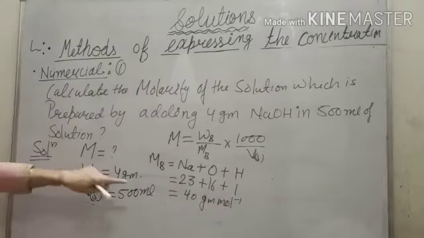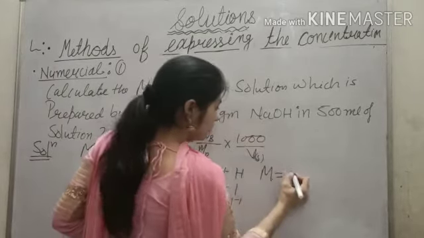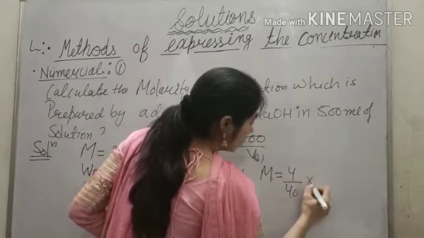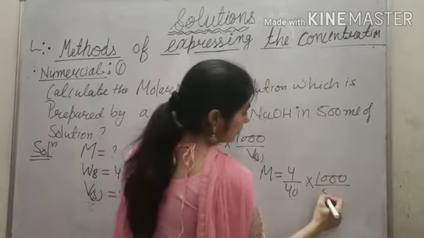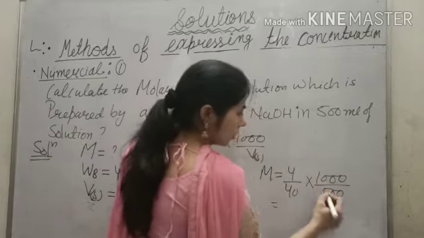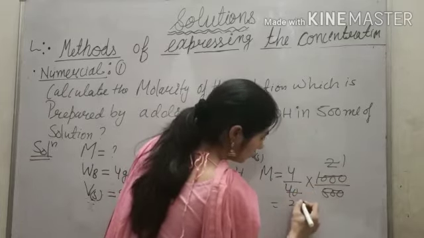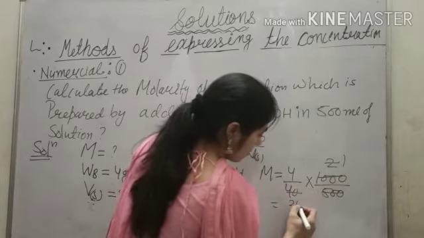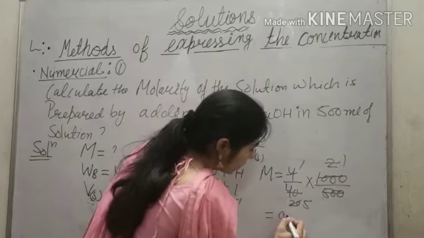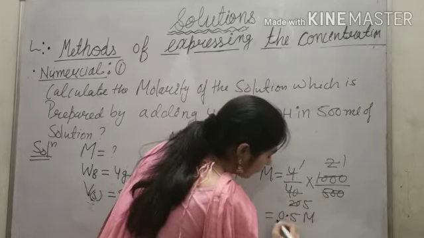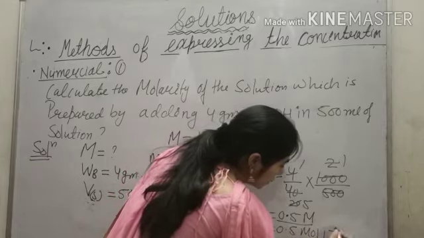Okay. Now put the values in the formula. Now M is equal to 4 by 40, times 1000 divided by 500. According to this, what is our answer? 0.5 M, or we can say 0.5 mole liter inverse.